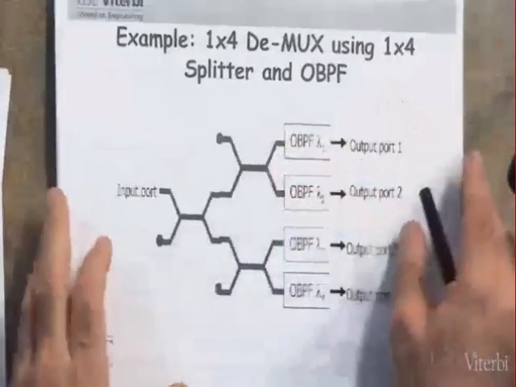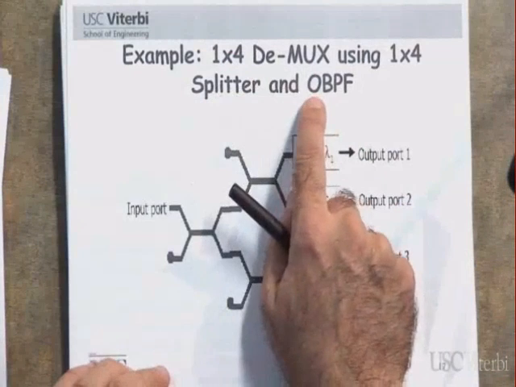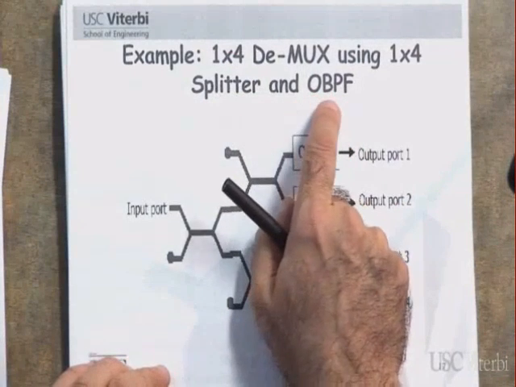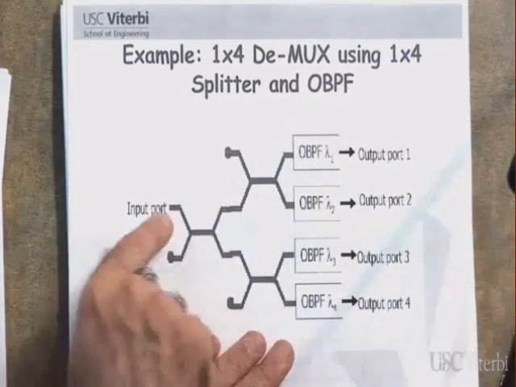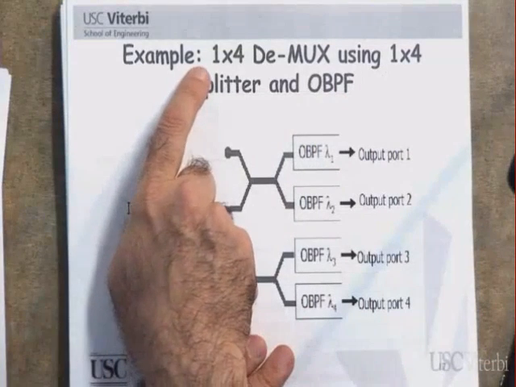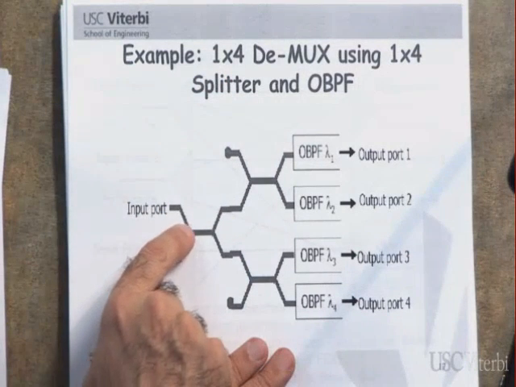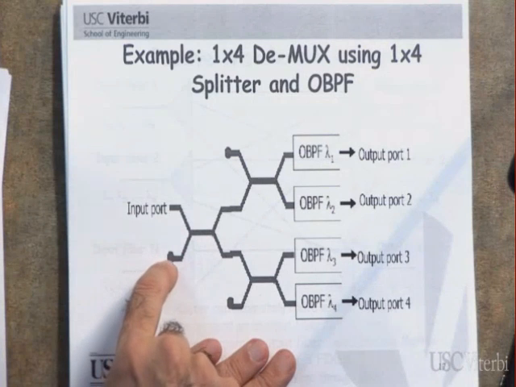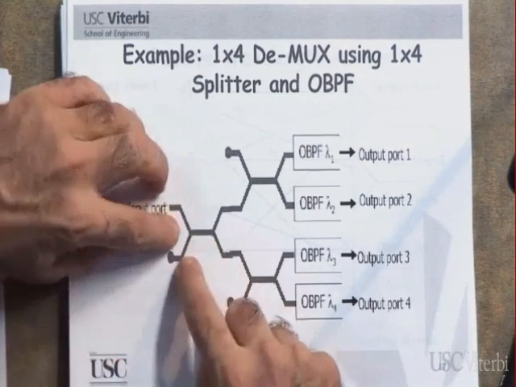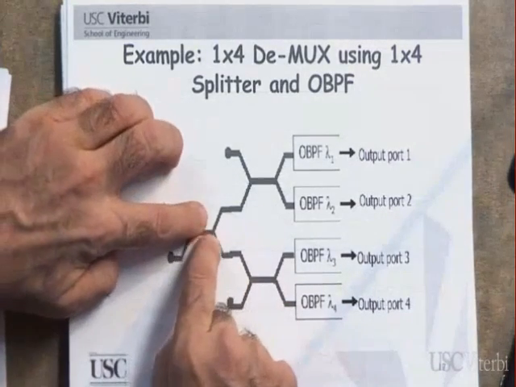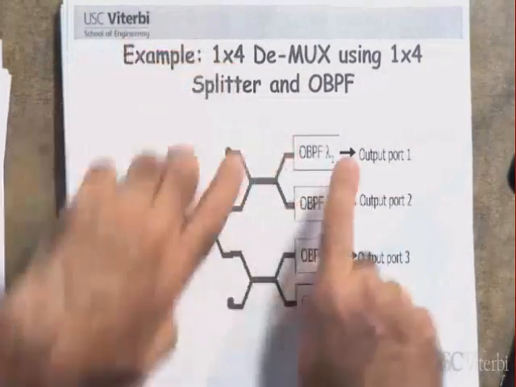This is another example of a demultiplexer using a splitter plus optical bandpass filters. OPBF stands for optical bandpass filter. Let's understand this one. It's a 1x4 demux, which means the input is coming from here, carrying all the wavelengths: lambda 1 plus lambda 2 plus lambda 3 plus lambda 4. It first gets combined in here, of course, and then it gets split.